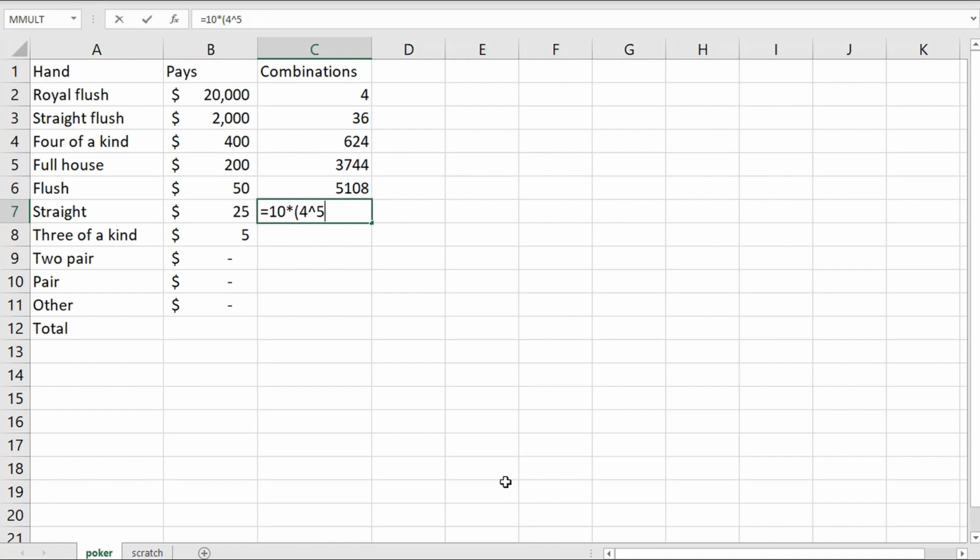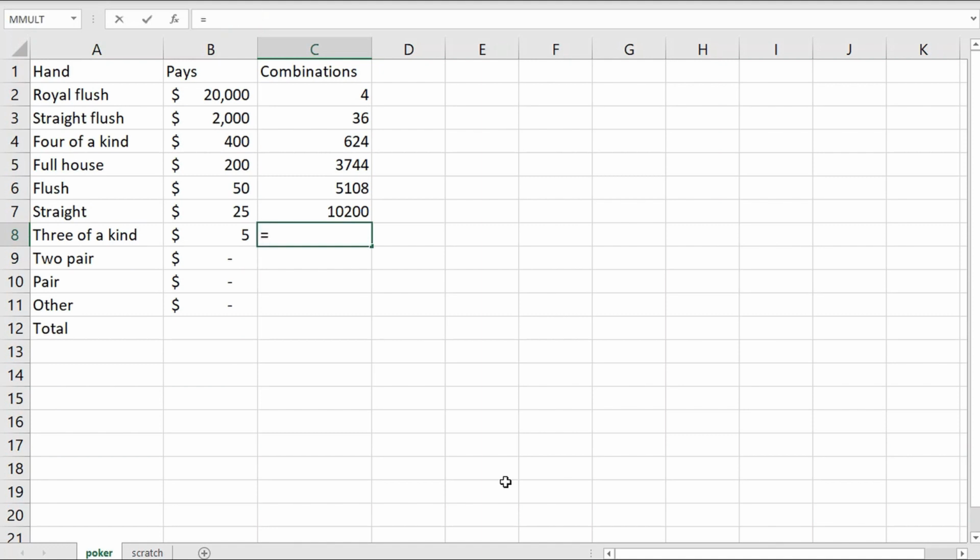However, if they are all the same suit, then we will have a straight flush or a royal flush. So we're going to subtract the four ways that all the suits can be the same, one for each suit. And we get 10,200 combinations for a straight.